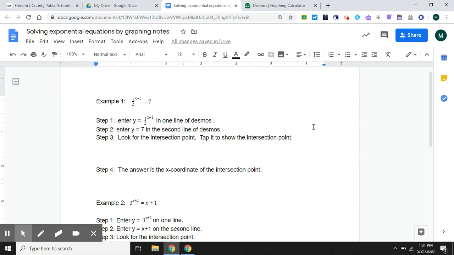Hey, ladies and gentlemen, today we are going to talk about solving exponential equations by graphing. So we're just going to put the equations into the calculator and then look for the intersection points.